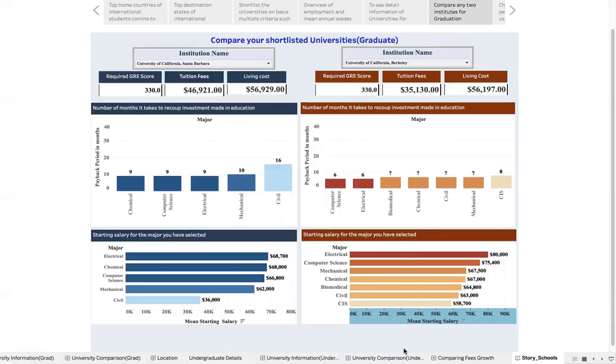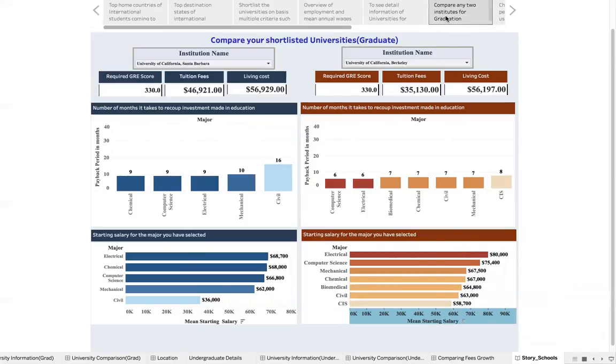Or in case Alice applies to both the universities and she gets admits from both of them, and she has to make the decision of which university she should enroll into, at that particular time also she can just come over to this dashboard and compare these different statistics, and then make her decision on which university to enroll into. So this is how it was helpful for Alice to shortlist the universities, and then to decide the location, and then to compare between the universities for her graduate studies.